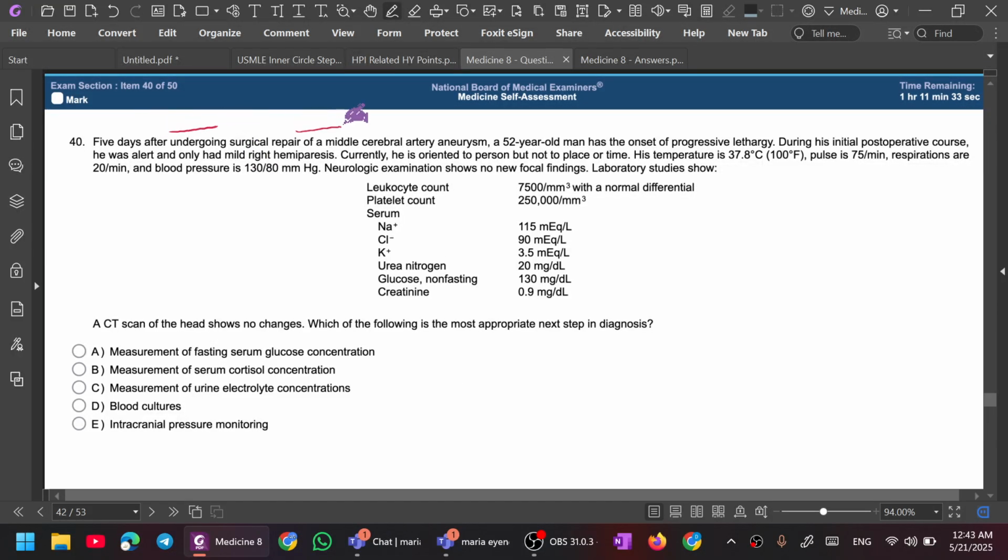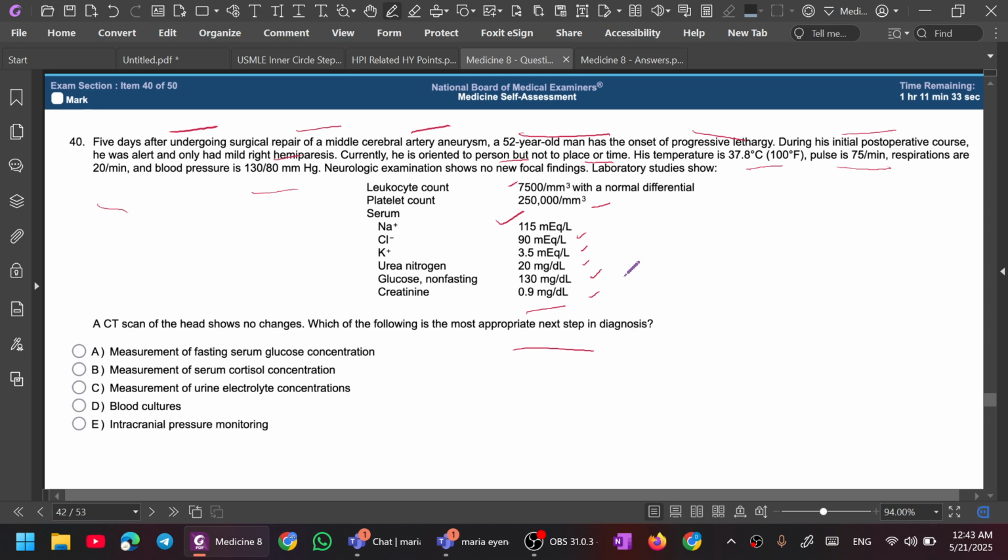5 days after undergoing surgical repair of a middle cerebral artery aneurysm, a 52-year-old man comes with progressive lethargy. During the initial post-operative course, he was alert, with only mild right hemiparesis. Currently, he is oriented to person but not place or time. Temperature 100, pulse 75, respiration 20, BP 130/80. No focal findings. Leukocyte 7,500, platelet count 250,000. Sodium is low. Chloride is low too. Potassium normal. BUN 20. Glucose 130. Creatinine normal. A CT scan of the head shows no changes. Which of the following is the next step?